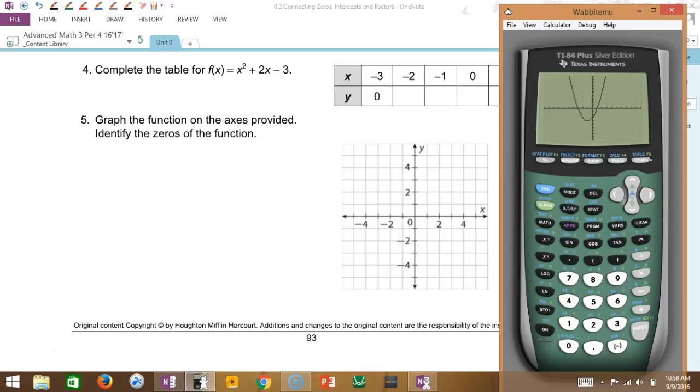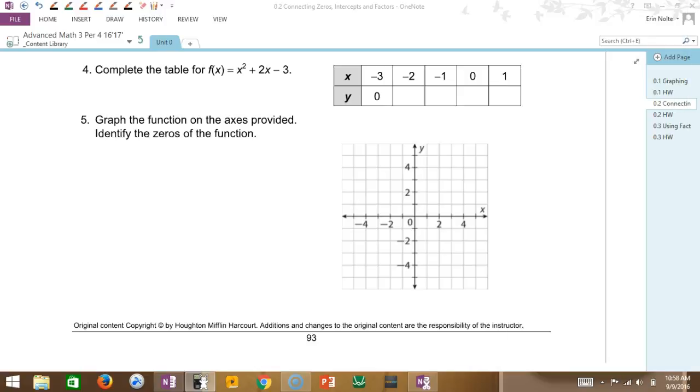Okay, so I need to fill out my table with all those values. So I hit... What buttons am I pushing? Second, trace, and which option am I using? The value, right? We're just putting the values in right now. Okay, so if you type in -2, what do you get? -3. Okay, I'm going to let you guys finish it for me.